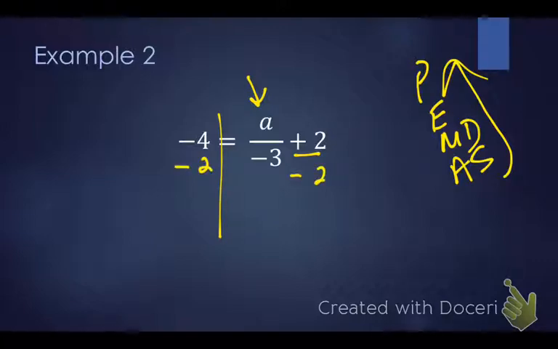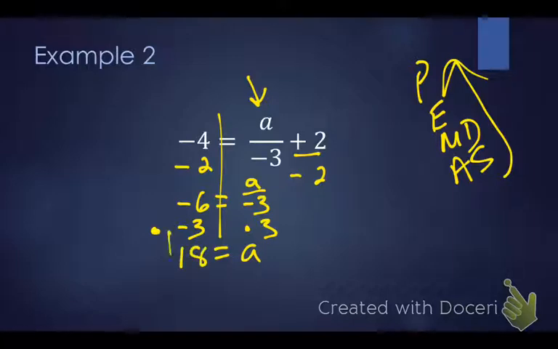Negative 4 minus 2 is negative 6. Remember, those are both bills. And we have a over negative 3. Now, instead of dividing by negative 3, I'm going to multiply by negative 3. So times negative 3, and that's going to give me a on the right side. And negative 6 times negative 3, if you remember, a negative times a negative is a positive. It equals 18. So 18 equals a. There you go, example number 2.